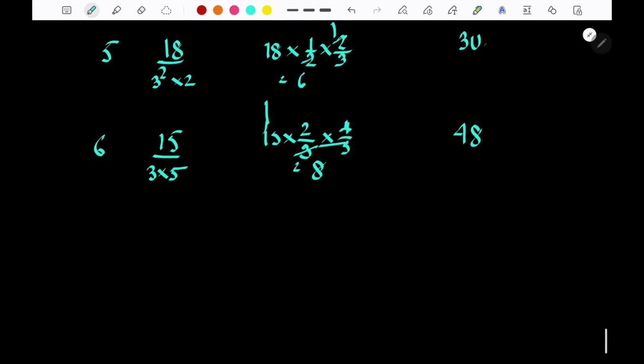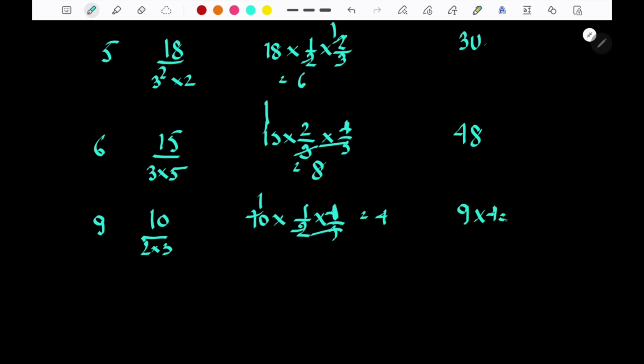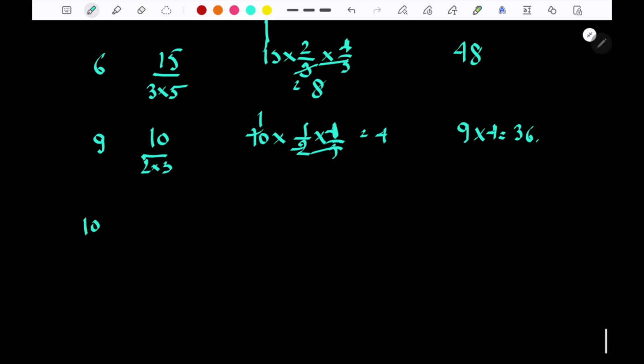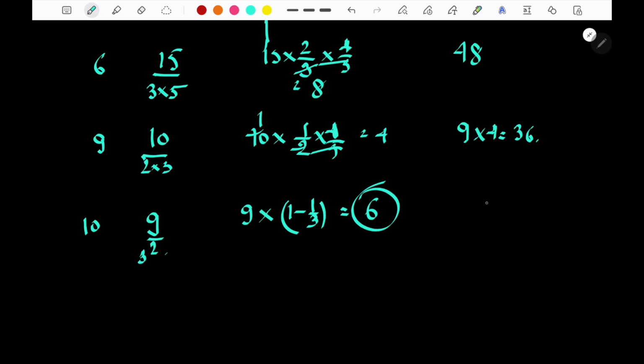48. Again after 6 it's 9, so this will be 10. So 10 is 2 into 5. So basically 10 into 1 by 2 into 4 by 5. This gets cancelled, again this is 4. So 9 into 4 will be what? 36. Again for 10, this will be 90 by 10, which is 9. Again 9 is 3 square. So basically how many integers are co-prime to 9 and less than or equal to 9? So basically this will be 1 minus 1 by 3, that is 6. So this is 6. So 6 into 10 will be 60.